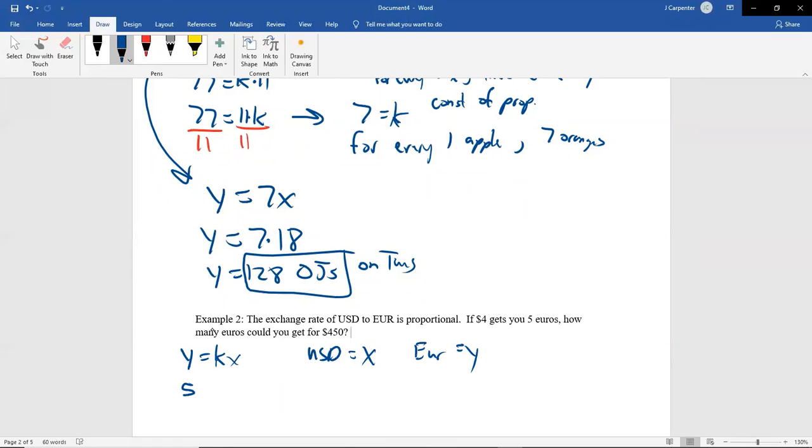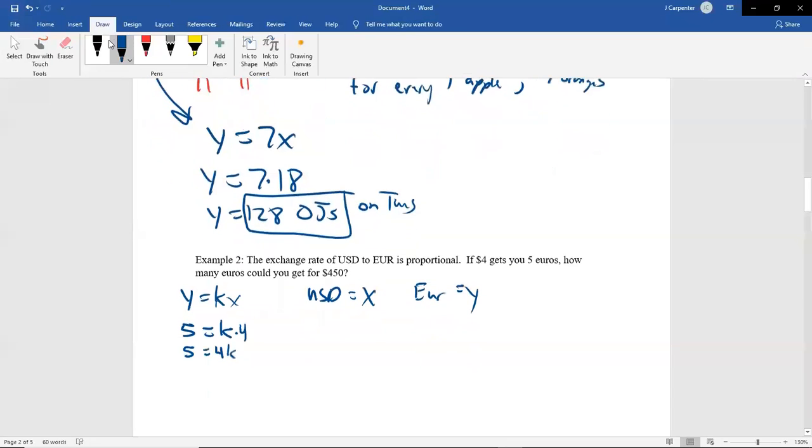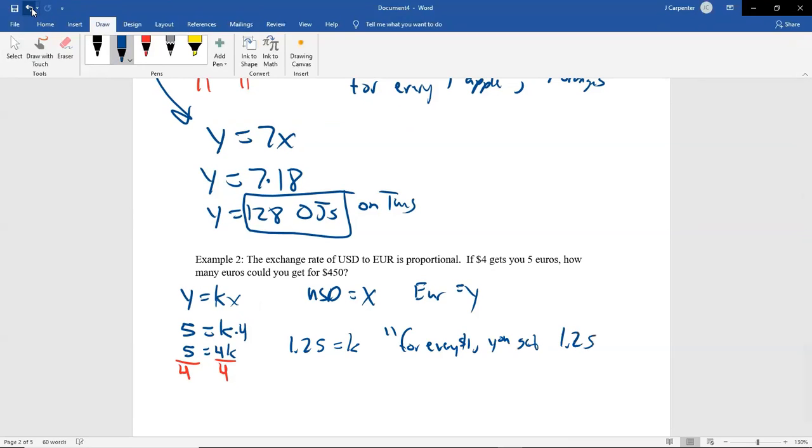So when I plug in the 4 and the 5 for the first scenario, the 4 is the x, the 5 is the y. So we get 5 equals k times 4, which is the same thing as 5 equals 4 times k. To solve that, be careful, pay attention, divide both sides by 4, and 5/4 is 1.25. So 1.25 is equal to k. So that says for every $1, you get 1.25 euros.